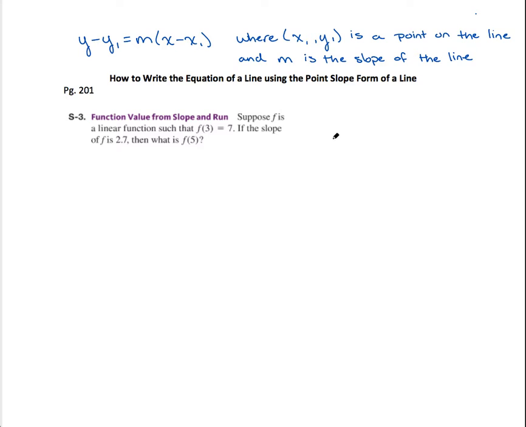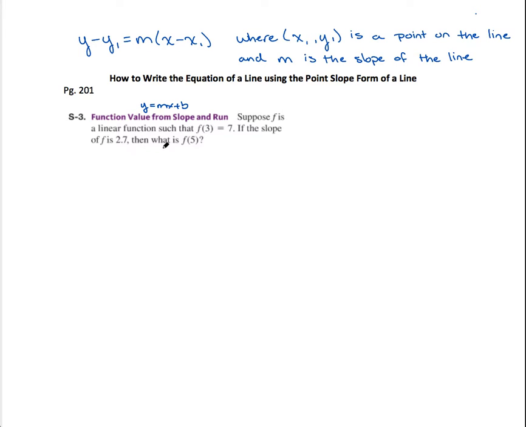It says, suppose that f is a linear function. So right away, anytime you see the words linear function, you should think of y equals mx plus b, okay? All right, so we're told that f is a linear function such that f of 3 equals 7. If the slope of f is 2.7, then what is f of 5? So this is quite a loaded question.